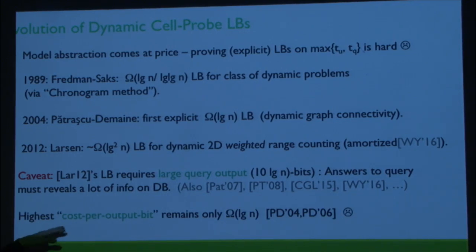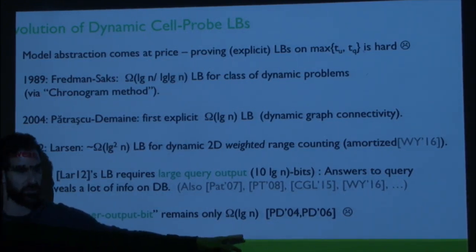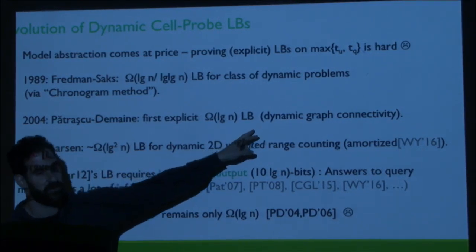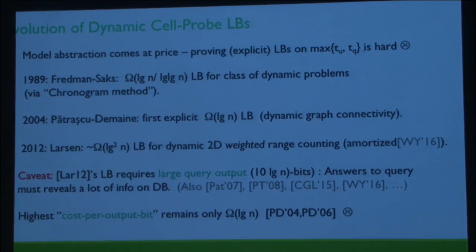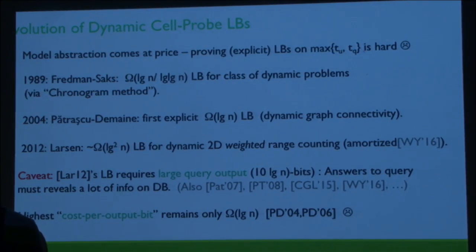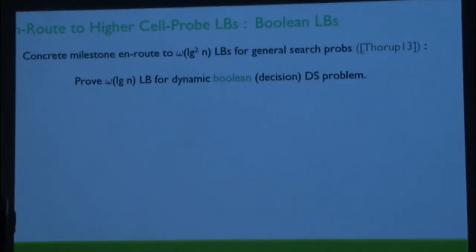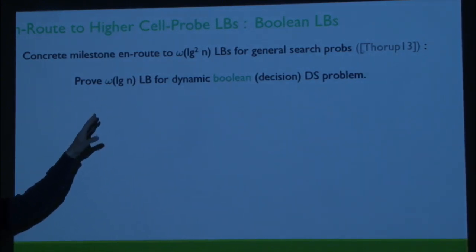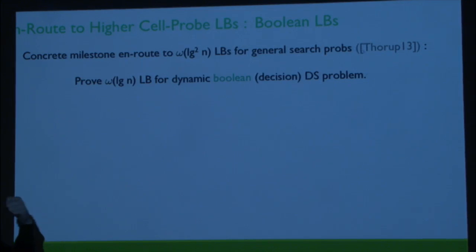Okay, so if you normalize the lower bounds by the number of bits of the query, which is kind of the right scale, then we never actually cross the logarithmic barrier. So we're still stuck on the Patrascu-Demaine frontier, because none of these lower bounds holds when the query output is small. So all this journey raised a concrete milestone for proving higher lower bounds, which is to prove just a super logarithmic lower bound on any problem with a short output, in the extreme case, just a Boolean, a decision problem.